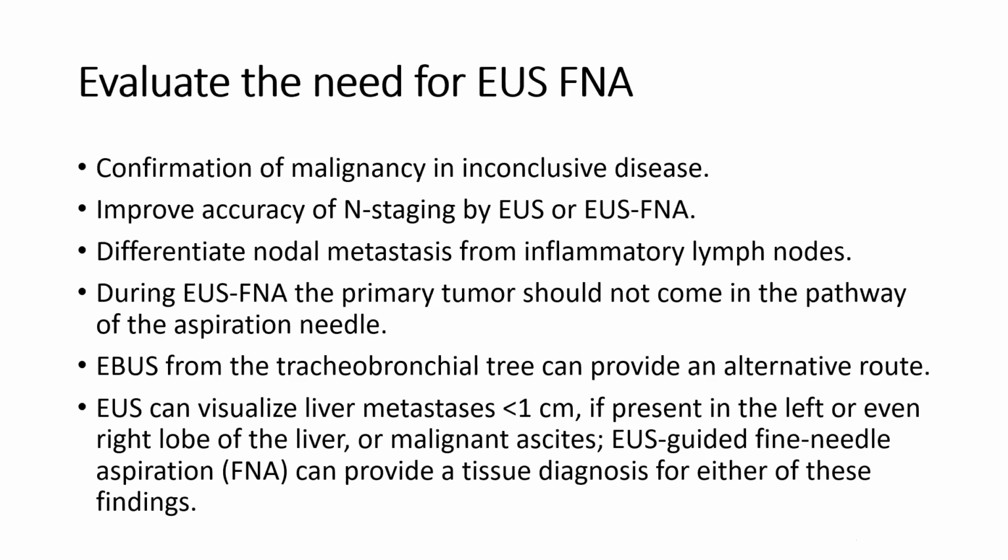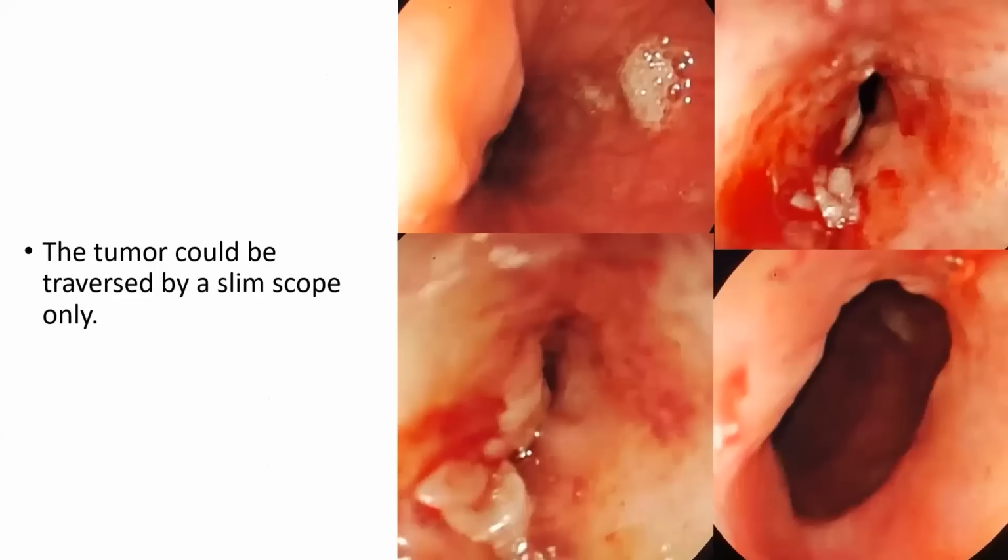Confirmation of malignancy in inconclusive disease, improving the accuracy of staging, because sometimes we need to differentiate nodal metastasis from an inflammatory node, during which the primary tumor should not come in the pathway of the aspiration. So there is a trick. If it is an esophageal cancer, go to the bronchus, or go below it or above it, so those should not come in the pathway. Go to the bronchus. And EUS can visualize metastasis in the left adrenal gland or the lobe of the liver.